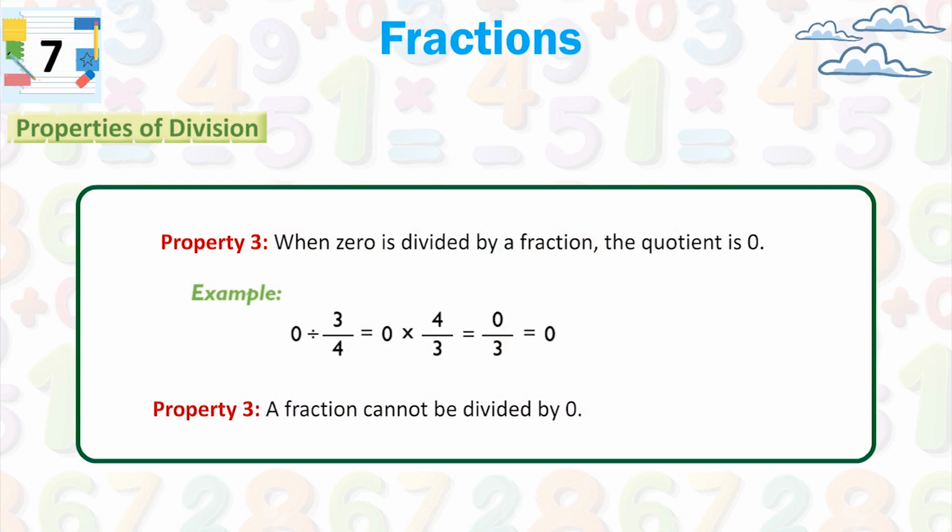Property 3. When 0 is divided by a fraction, the quotient is 0. Example, 0 divided by 3/4 is equal to 0 into 4/3 is equal to 0/3 is equal to 0. Property 4. A fraction cannot be divided by 0.